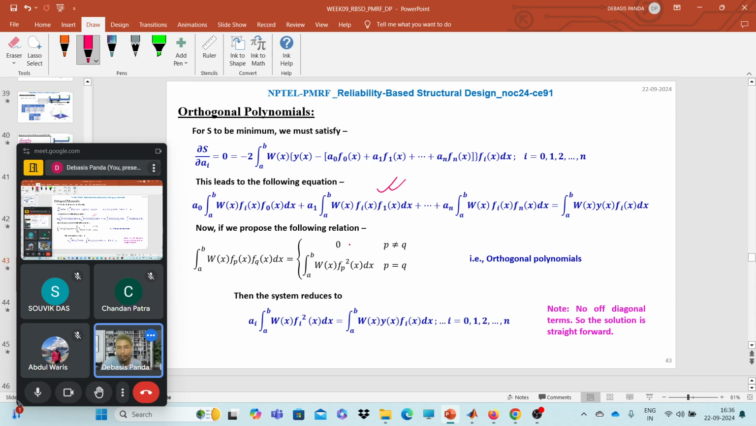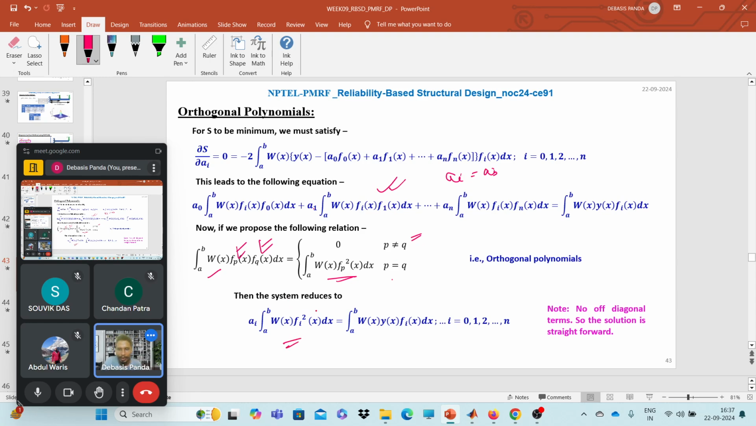Now look into it. If we now impose the orthogonality property, weight function fp of x, fq of x is equal to 0 if p is not equal to q, like basic orthogonal properties. And if p is equal to q, you will have this square term. Now here look at this, when ai will be equal to aj, then you will have the values, otherwise all the terms will get cancelled.